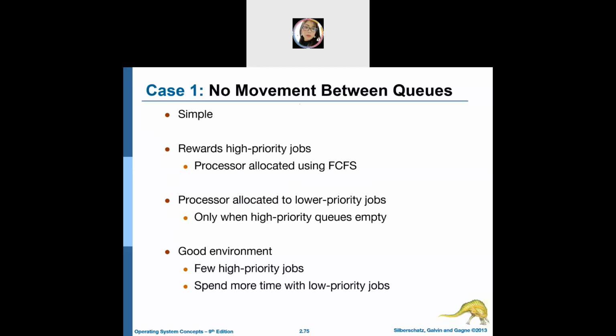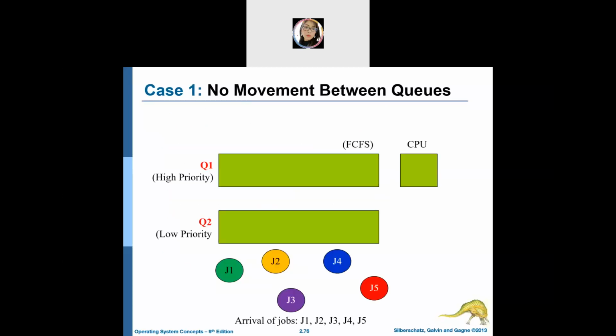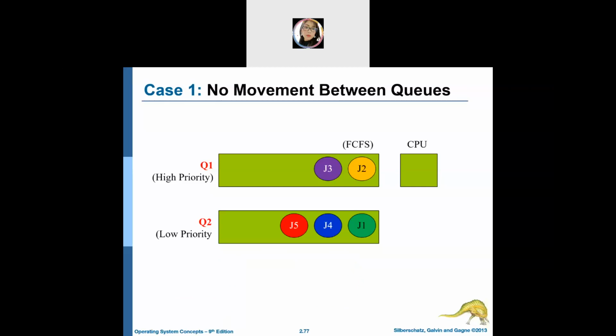Okay, for the case 1, no movement. It is the simplest method. This is all the advantages. And let's see how no movement between queue. In the question, you will directly be informed if you have arrival of jobs at T0, at the same time, all coming in. It will inform you which one is higher priority, which one is the lower priority. So in the example, job 2, job 3 is higher priority, and lower priority is job 1, job 4, job 5. So we're going to apply the FCFS.